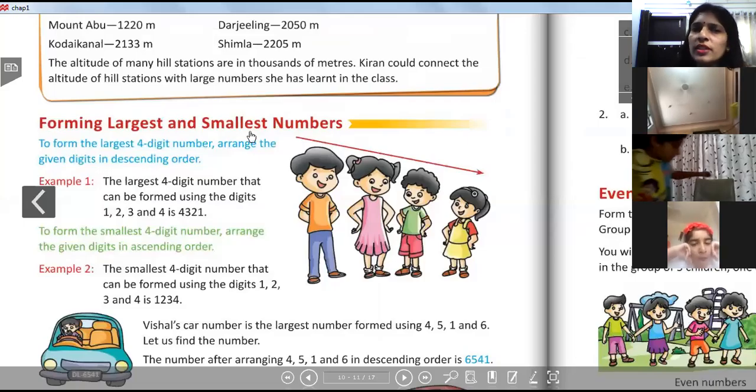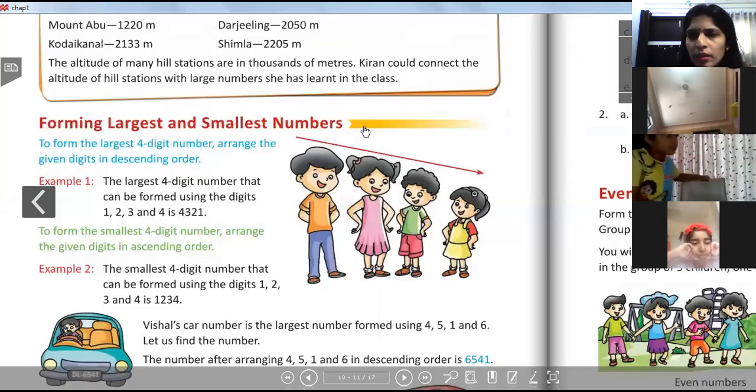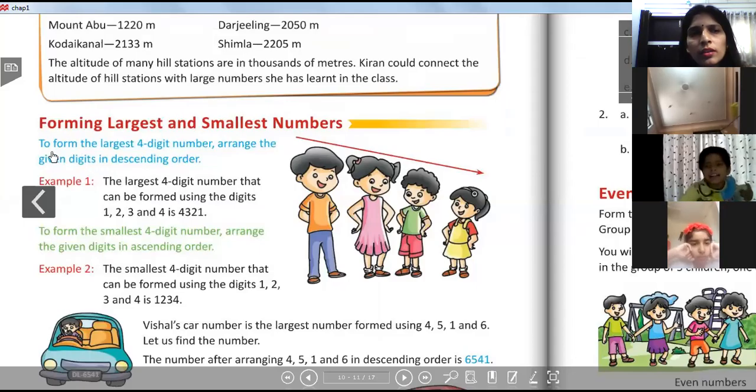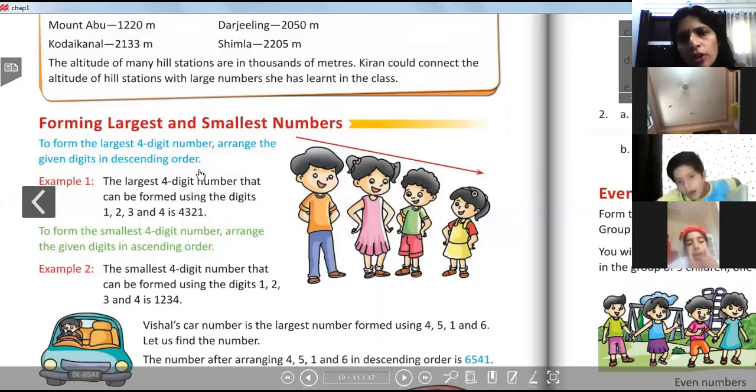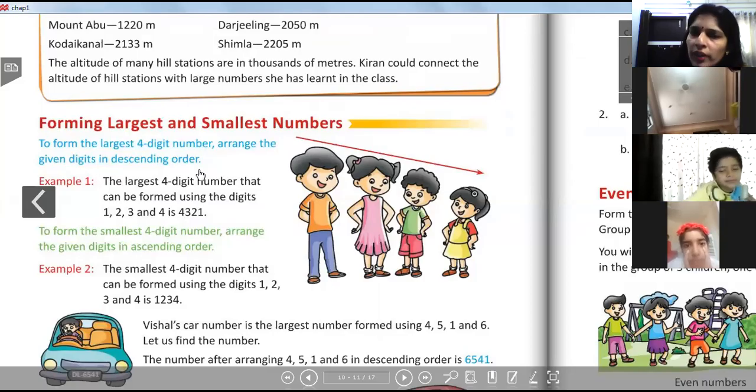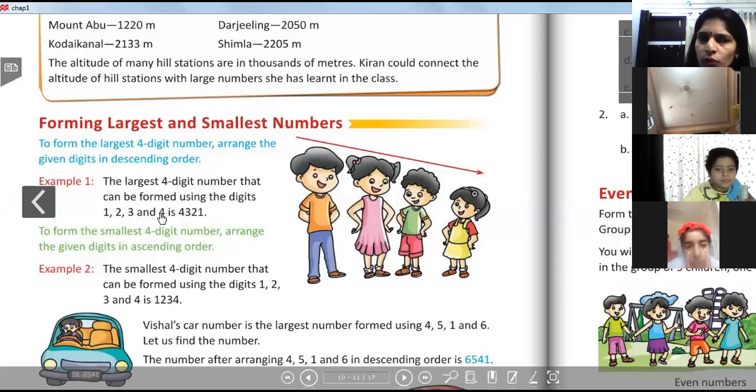Now, forming the largest and smallest number. In order to form the largest 4-digit number, you have to arrange the given digits in descending order. For forming the largest 4-digit number, what will you do? Arrange the given digits in descending order. You have to form a number with the given digits, no? So digits will be given to you. Like here I have 1, 2, 3 and 4. So arrange in descending order, means largest to smallest.